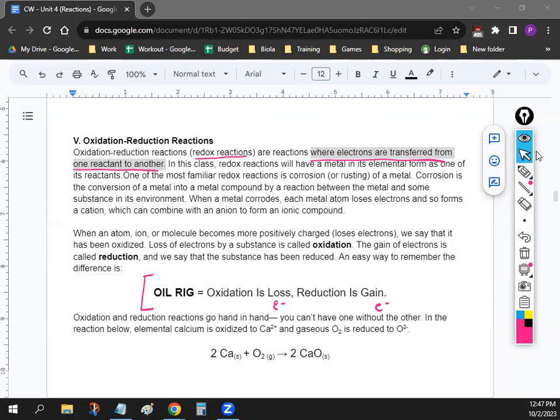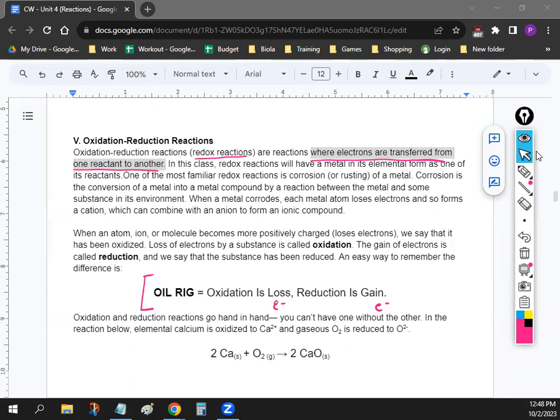So a compound loses electrons, it is oxidized, and then the one that it gives the electrons to gains electrons, right? So it's going to be called reduced. All right, any questions on the definitions?